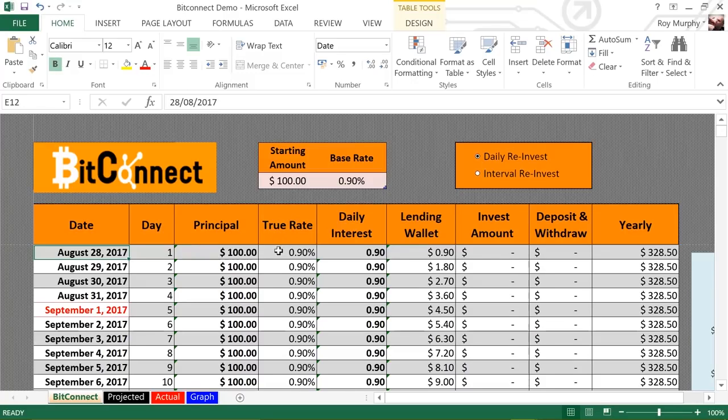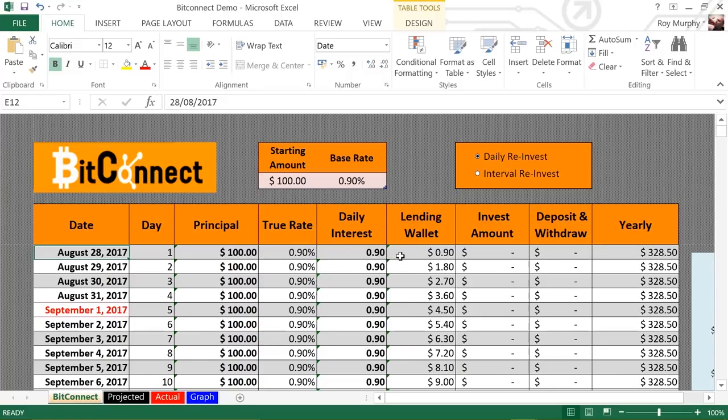We've also added a true rate, because when you invest into the system there's a different structure: there's an incentive program that goes from 0.25%, 0.2, 0.1, depending on the amount that you put in. So we've also given a calculator on the daily interest in this column.